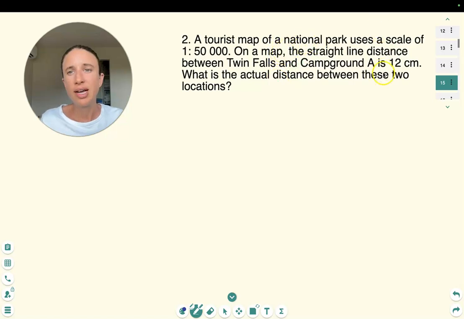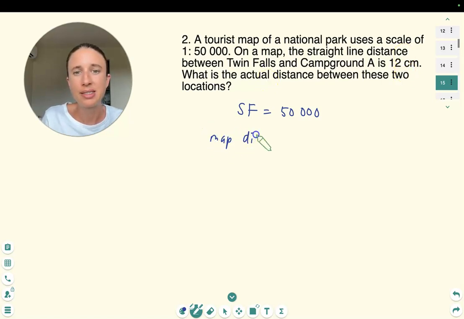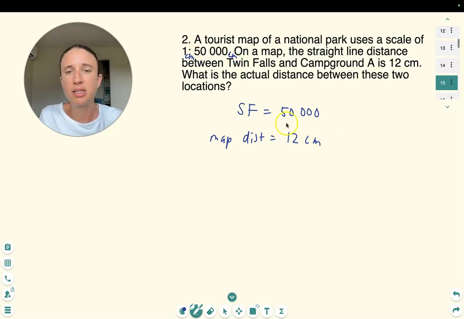A tourist map of a national park uses a scale of 1:50,000. I might just write down my data table right now. Scale factor is 50,000. On a map, the straight line distance between Twin Falls and Campground A is 12 centimeters. Map distance equals 12 centimeters. While I'm here, I'm just going to write that next to it. 1 centimeter to 50,000 centimeters. Working in centimeters, nice.